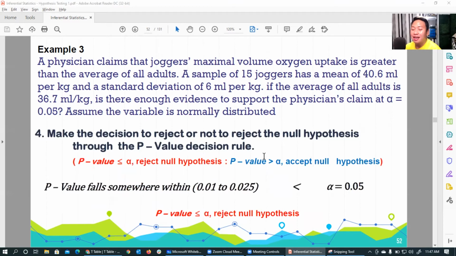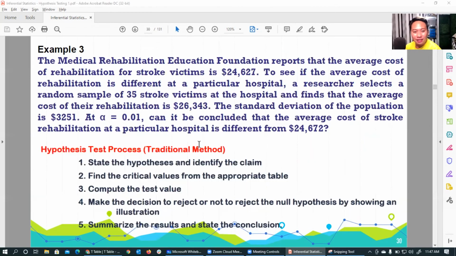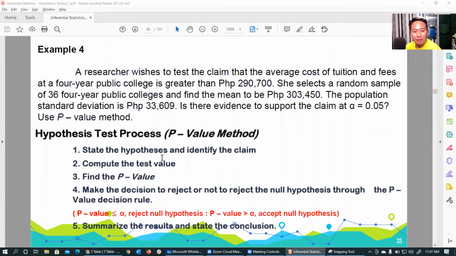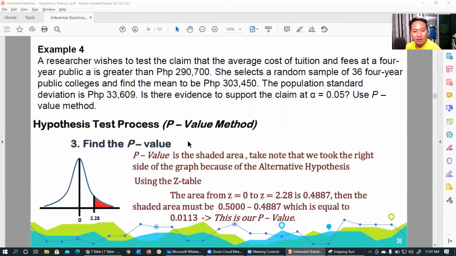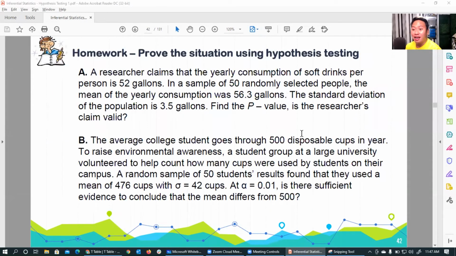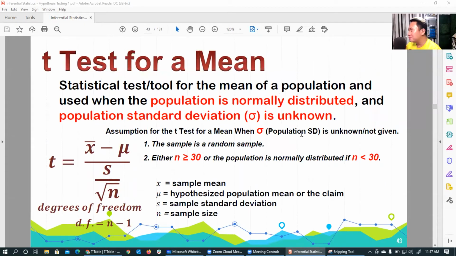Yes, technically yes. Not really, Angela, because when you use the p-value, we're talking about the area. Isn't the p-value just the area? Look at the previous example in the z-test, the p-value method. Here, the p-value method is the shaded area, the area of the standard normal curve. But if you're using the traditional method, you're using the critical value, the z-score or the t-score.